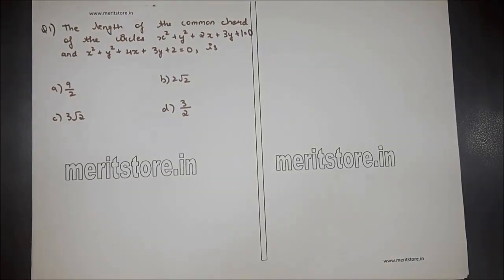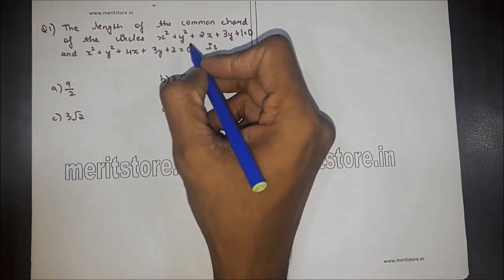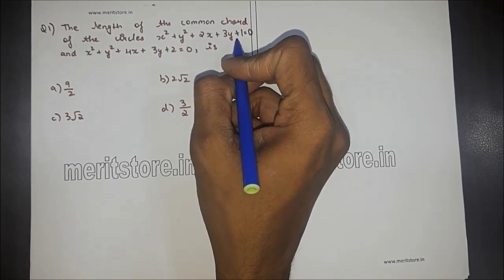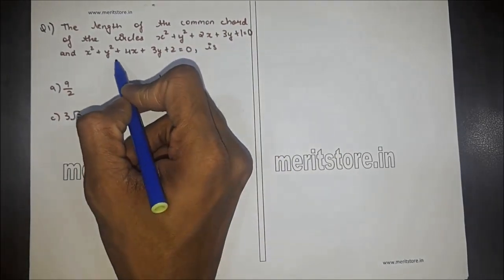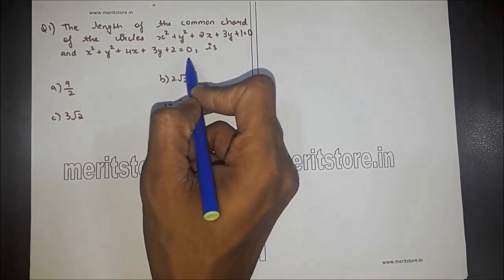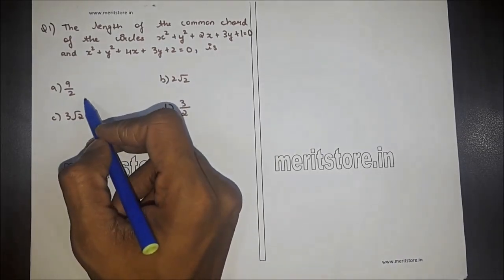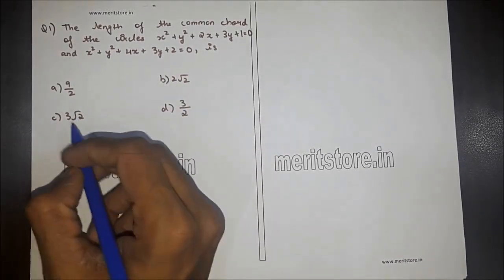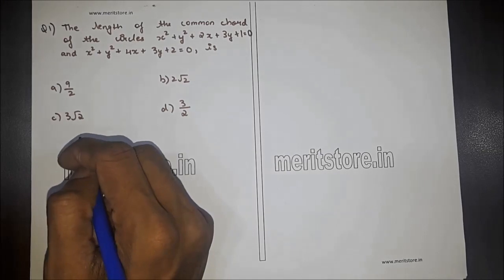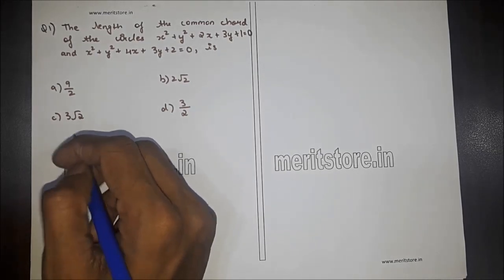Question 1. The length of the common chord of the circles x square plus y square plus 2x plus 3y plus 1 is equal to 0 and x square plus y square plus 4x plus 3y plus 2 is equal to 0 is, we have four options: A 9 by 2, B 2 root 2, C 3 root 2 and D 3 by 2.